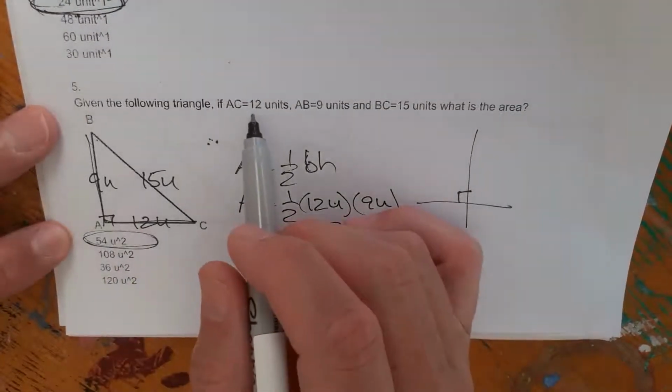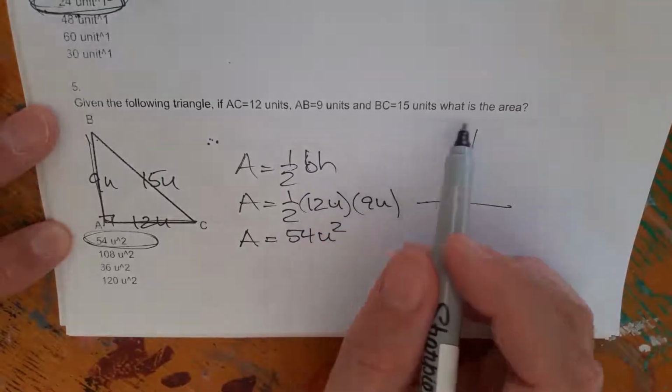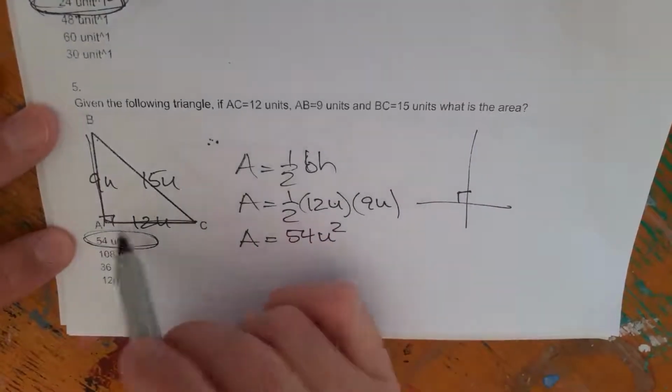Given the following triangle, if AC is 12 units, AB is 9 units, and BC is 15 units, what are the areas? So we have 12 here at AC.